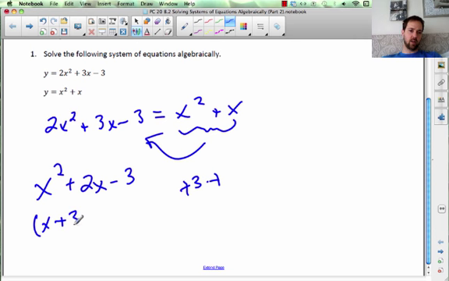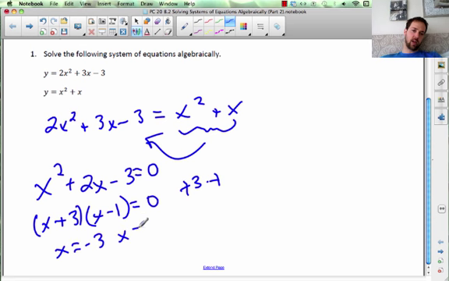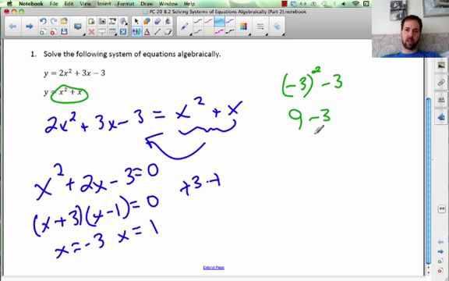So you go x plus 3 times x minus 1 equals 0. x equals minus 3, x equals 1. But we're not done yet. We need to find the y values that correspond with these x values. So plug it in to either equation. Doesn't matter which one, so let's use the easier one. So let's go negative 3 squared minus 3, which is 9, minus 3, which is 6. So then we have the point negative 3 and 6.